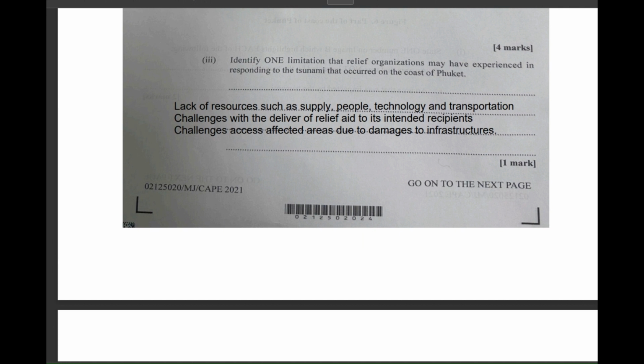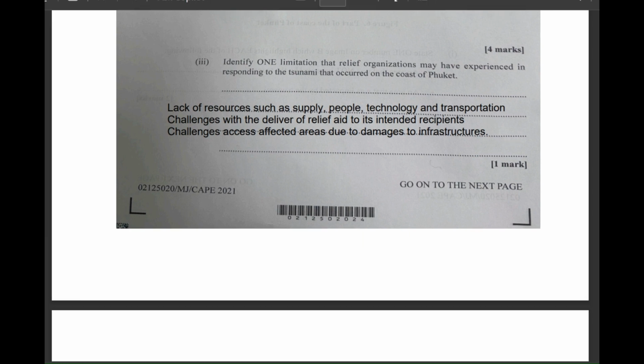Part 3 to the question asks that we identify one limitation that relief organizations may have experienced in responding to the tsunami that occurred along the coast. The limitations that relief organizations may have faced are like: one, lack of resources such as supplies, people, technology, and transportation. They may not have enough supplies to provide to persons within that region. For example, food, technology, transportation. Due to the tsunami, areas might have been cut off. They could not get to the coastal communities. They may have challenges with the delivery of relief aid to its intended recipients. They could have challenges accessing affected areas due to damage to infrastructure.